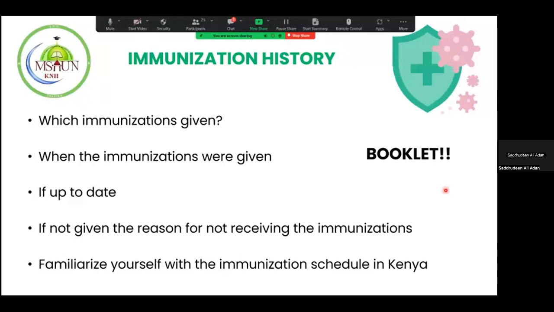And the reason, you can say maybe because of a severe reaction to previous vaccinations, or maybe the mother was not in the country, or the mother was in a very remote area, they missed, etc.